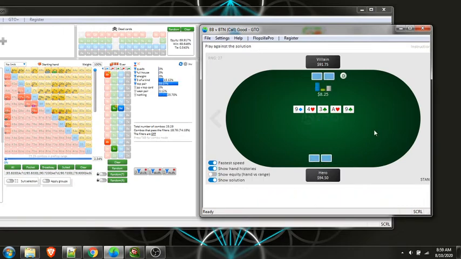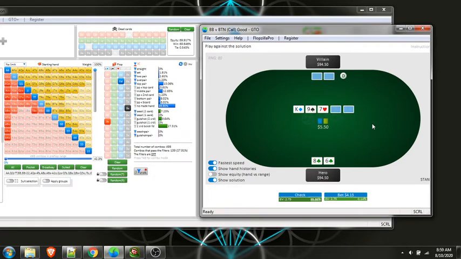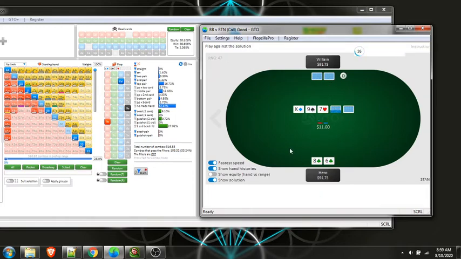Ace. Hits the ace and checks. 6, 7, 8, 9, probably around 40%. Call on our draw. 10 or a 5, 8 or a 6.